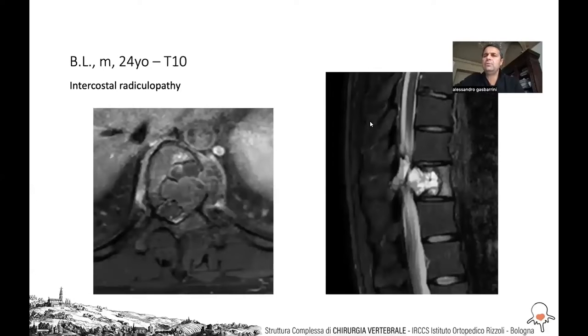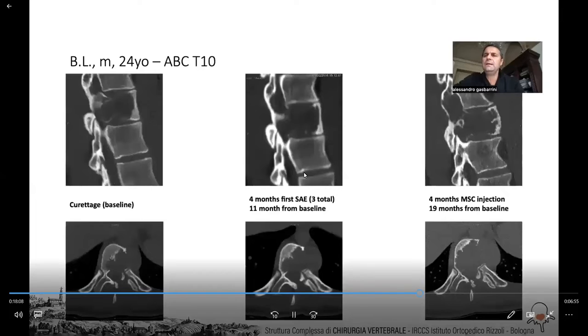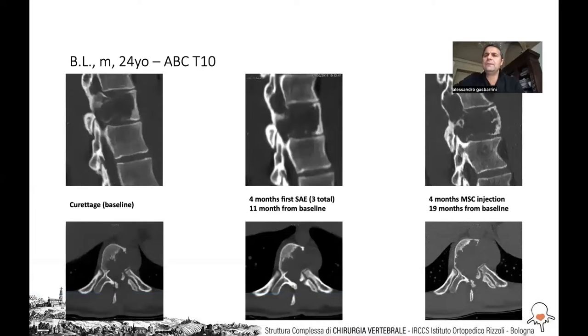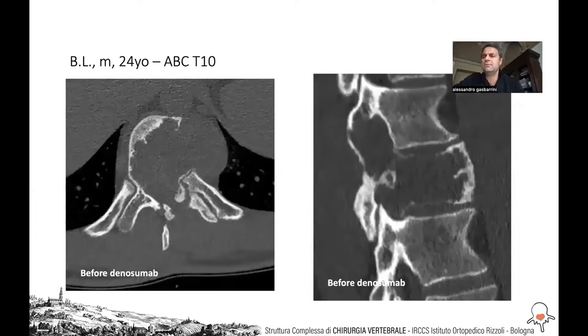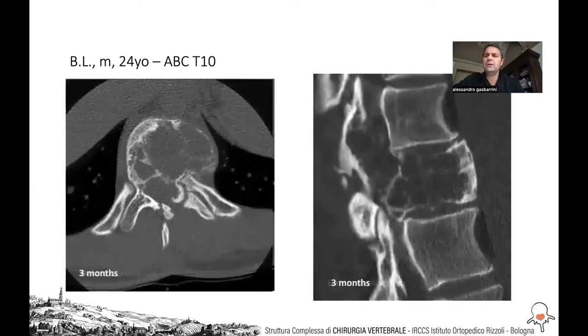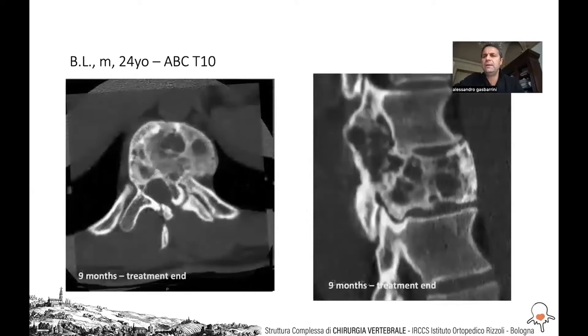Another example, a 24-year-old boy presented with severe left side thoracic radiculopathy. The first treatment was a curettage to relieve symptoms as soon as possible. Then he was submitted to repeated embolization and in the end to mesenchymal stem cells injection. Results were still not optimal, with no new ossification. The decision was then to shift to denosumab therapy for 10 months. The clinical and radiological results have been promising.